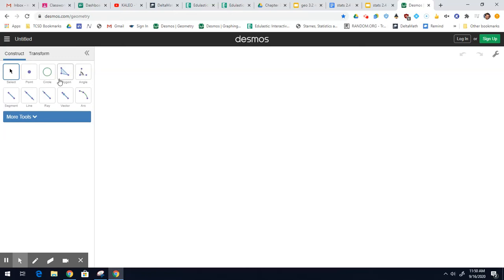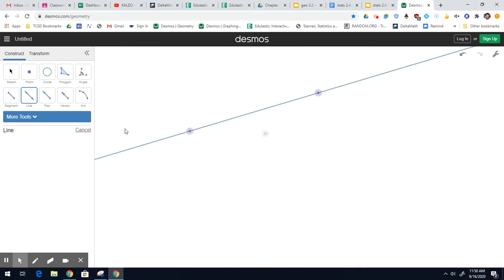Okay, so let's create this situation of two parallel lines cut by a transversal. Let's start with a line. I'll make it like this. Now we're going to use the More Tools to construct a parallel line. It says choose a line to set slope, so we're going to choose this line.